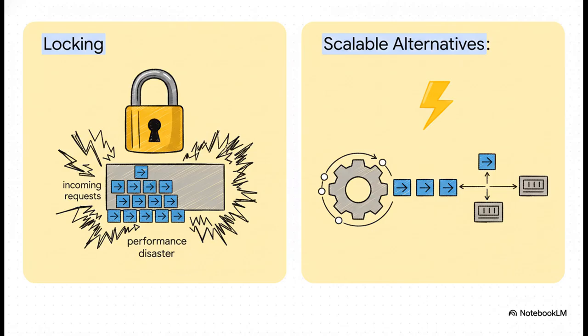We can use atomic operations like the INCR command in Redis, that's a set-then-get pattern that just avoids the race condition completely. Or, for even bigger scale, you can use sharded counters to distribute that write load across multiple keys, which is absolutely crucial for reducing write contention.